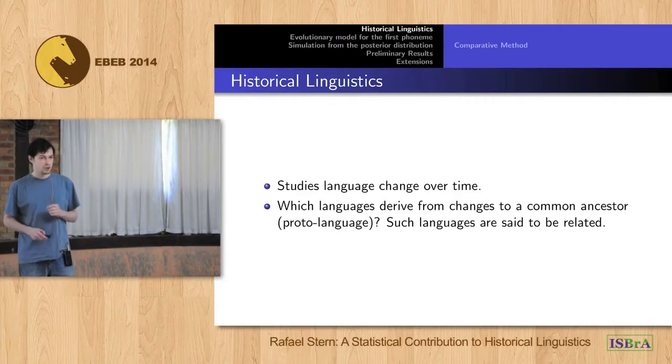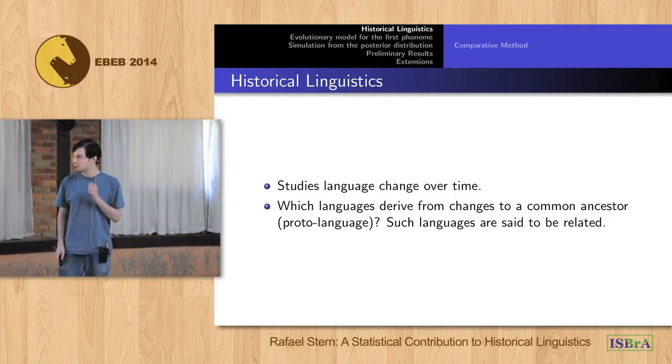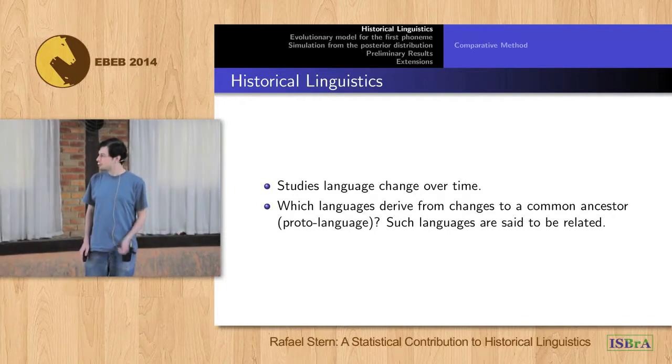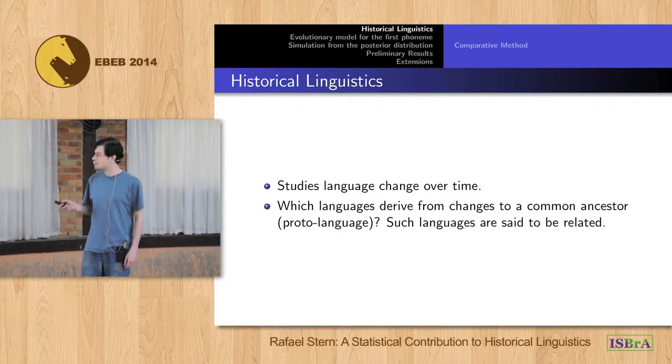So we say that two languages are related if they descend from a common ancestor, right? And we call the common ancestor a proto-language. And we're interested in discovering what are the proto-languages and what are the relationships between languages.